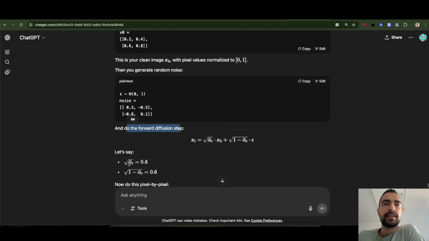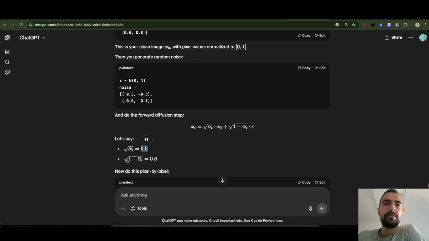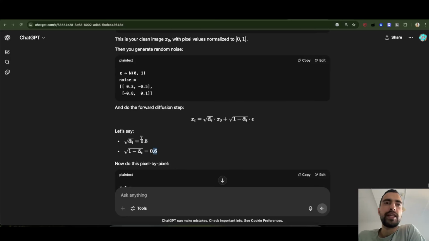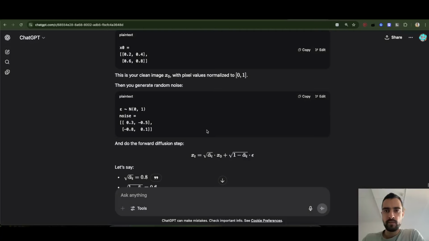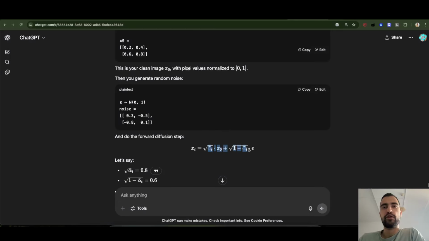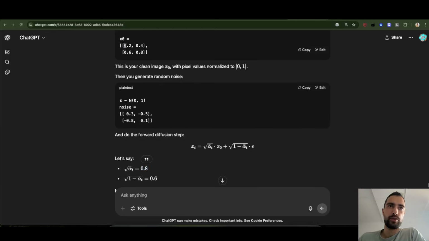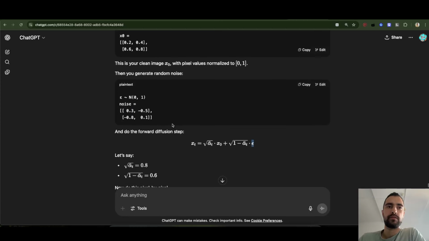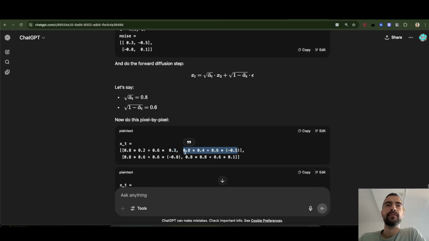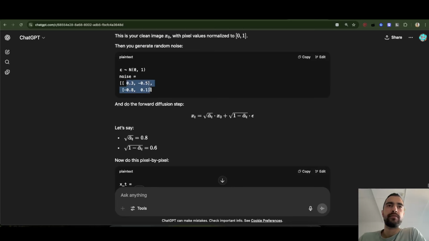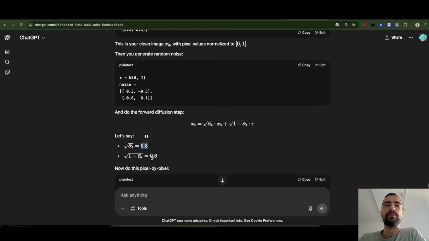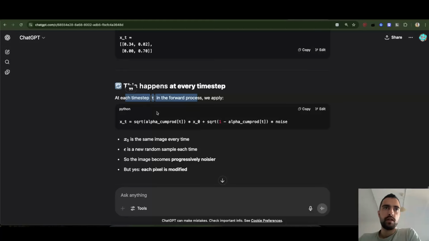So let's say square root of alpha t is 0.8 and square root of 1 minus alpha t is 0.6. So these don't need to add to 1, their squares need to add to 1. So this is okay that these don't add to 1. So let's do this pixel by pixel. Follow the formula. So 0.8 times 0.2 plus 0.6, which is this, times 0.3, which is the noise. That's the first pixel. So you see, first the noise is random, and then the amount, how strongly we apply, that's not so random, we determine that. So we do less noise in the beginning and more noise later. So this happens at every time step.